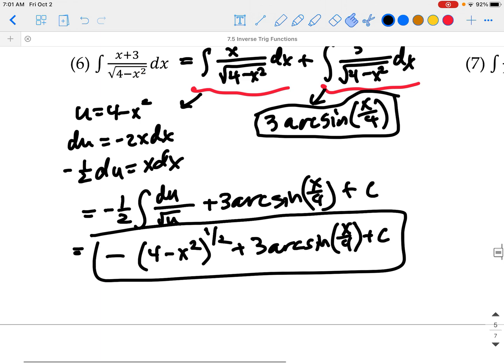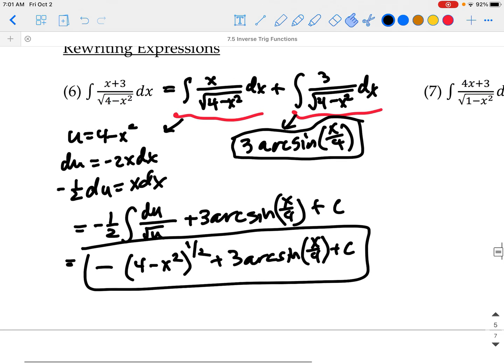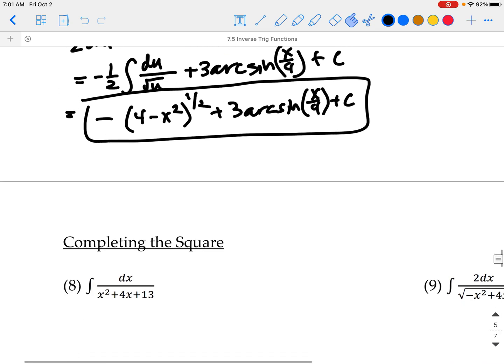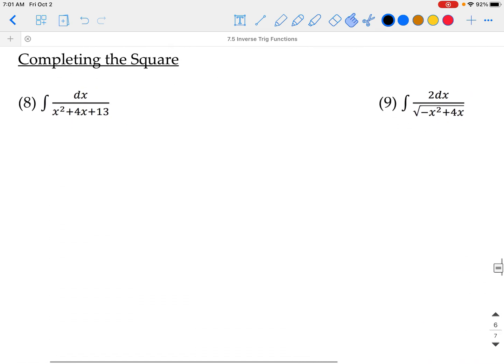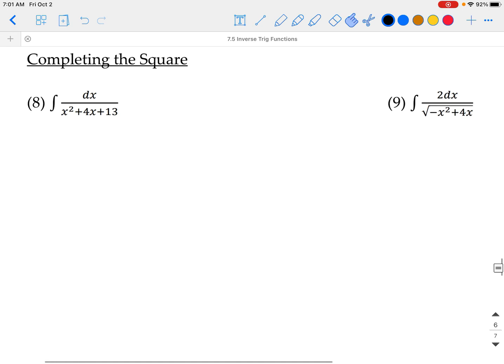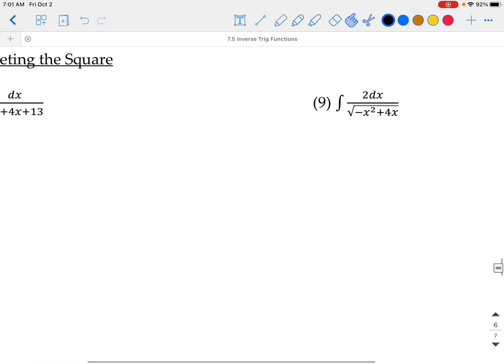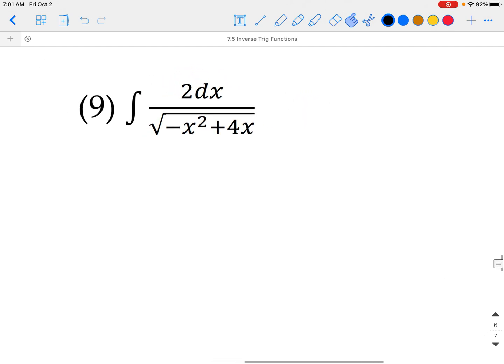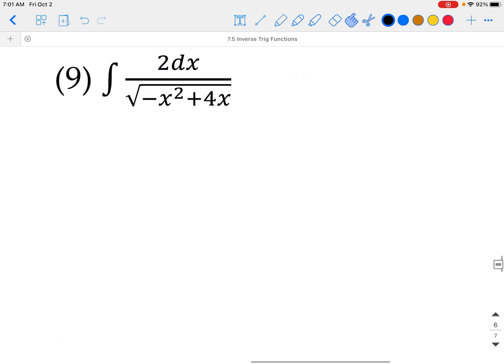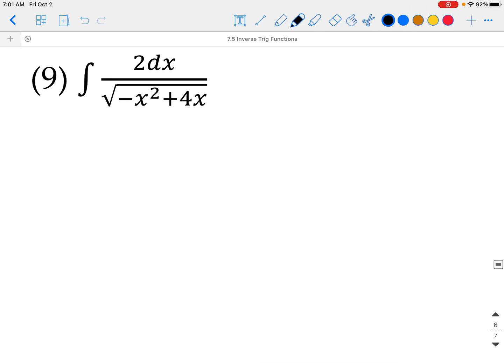So again, not every example is going to be automatically an arc sine, arc cosine, arc secant. Sometimes we'll need to split the expressions and then evaluate separately using u substitution methods. For number 8 and 9, we've got completing the square. 8 looks like the easier one possibly. That's going to be an arctan. So why don't we take a look at this possibly messier one here, number 9.